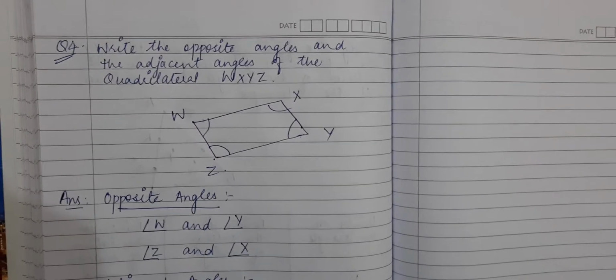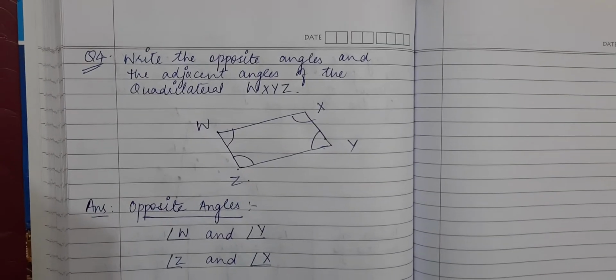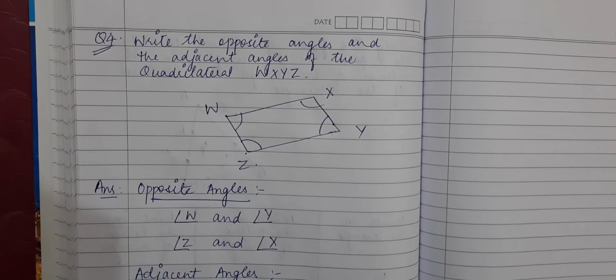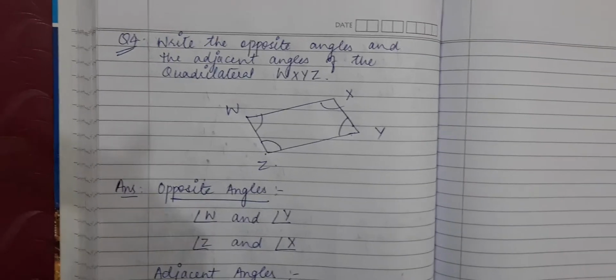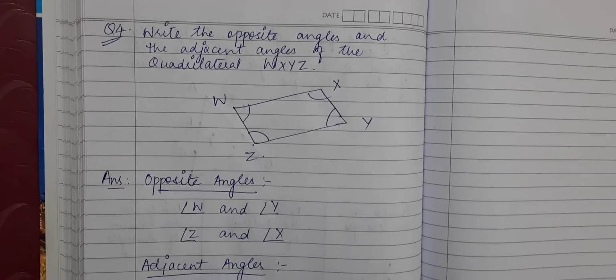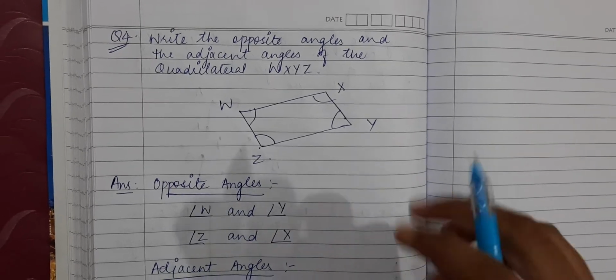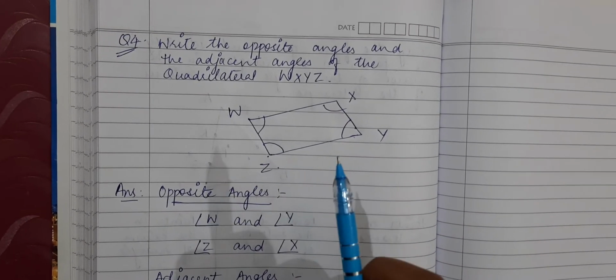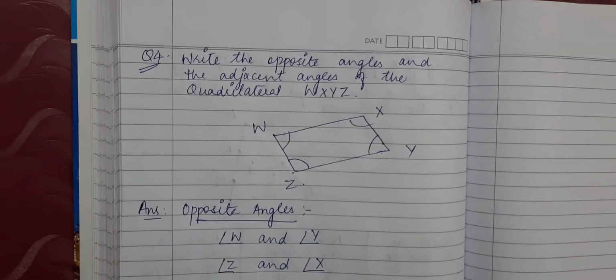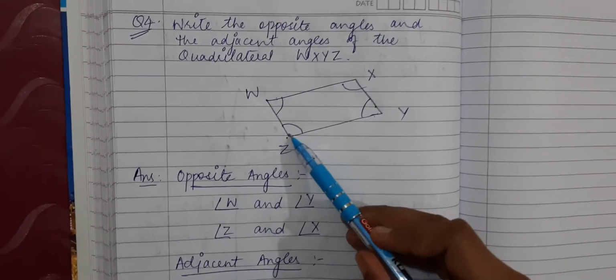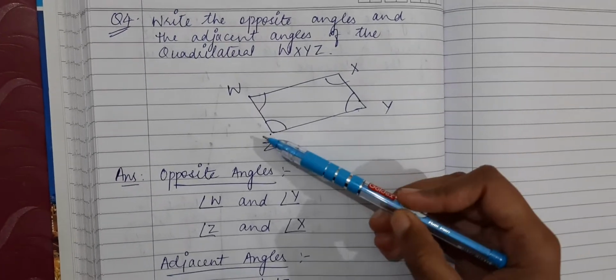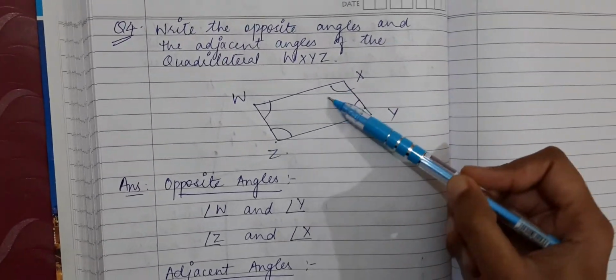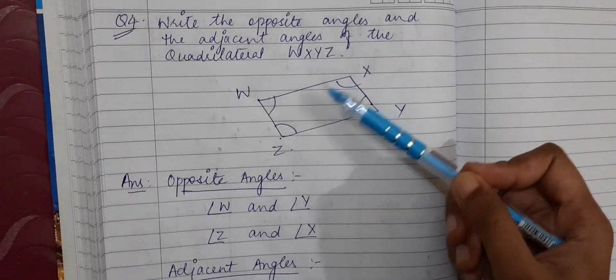Now the next is question number 4. What is question number 4? You have to write the opposite angles and adjacent angles of the quadrilateral WXYZ. WXYZ is the name of the quadrilateral given. You have to tell in this quadrilateral which are the opposite angles and which are the adjacent angles. In this we will be talking about the angles. Opposite means which are facing each other.